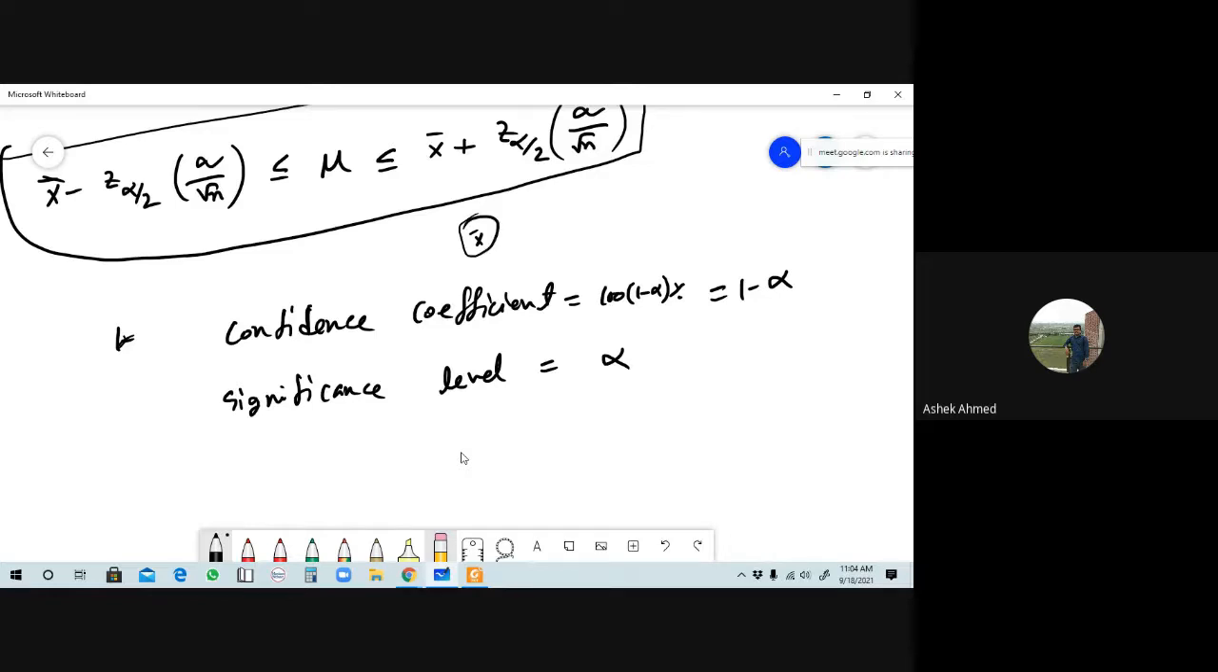If this value is not given in your question directly, you can determine the value of x bar from the information in the question. Sigma will be given in your question; it represents the standard deviation, and n is the sample size. But you have to find the value of z suffix alpha by 2, and now we will discuss how to find it.